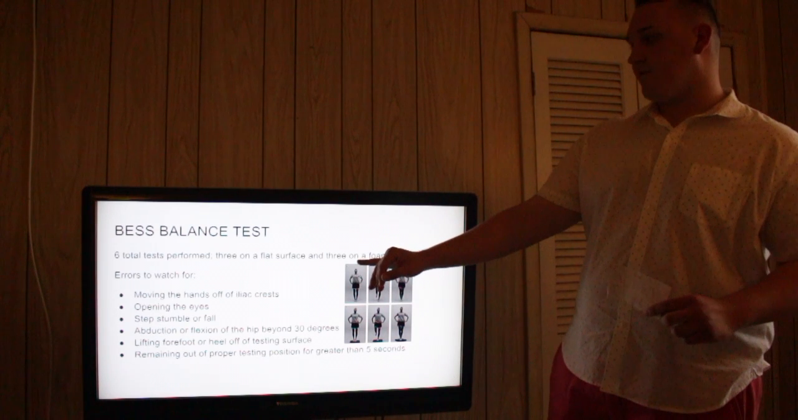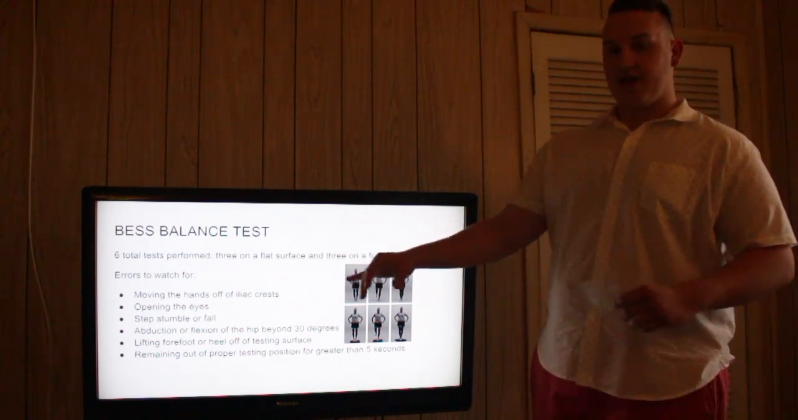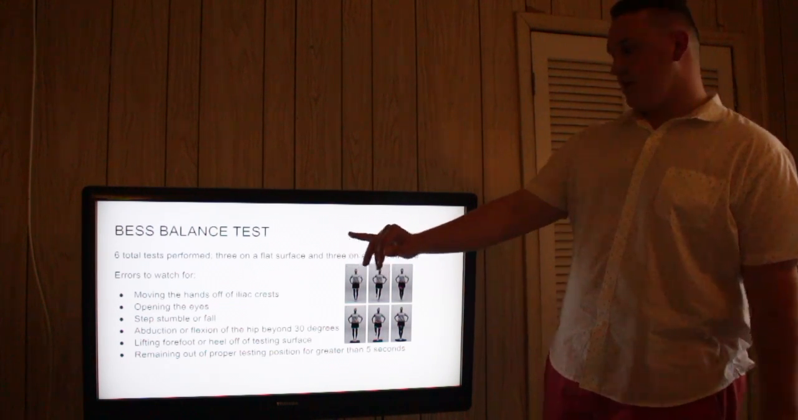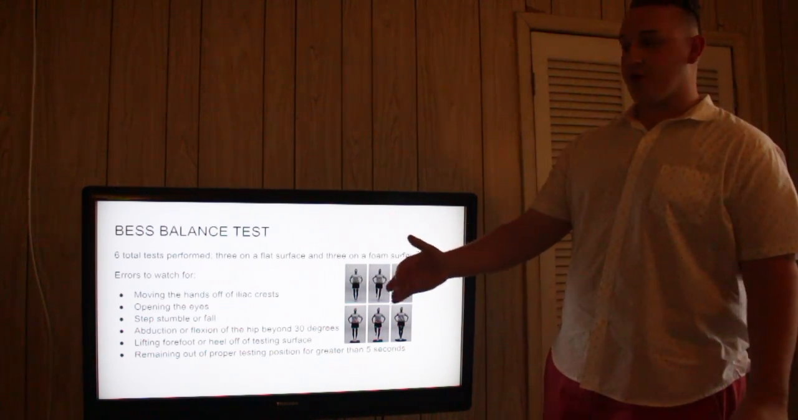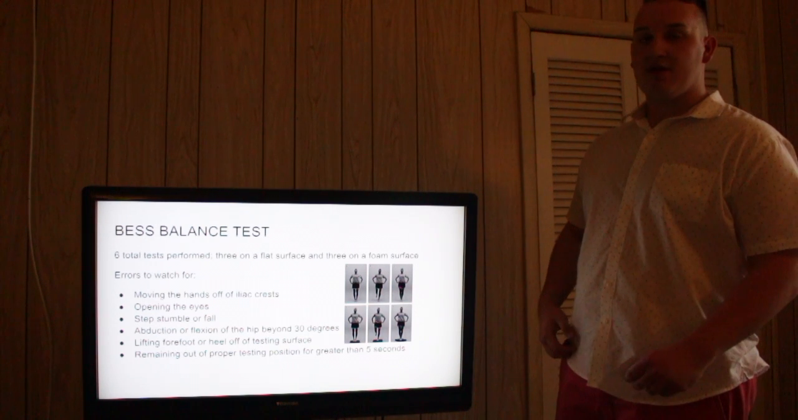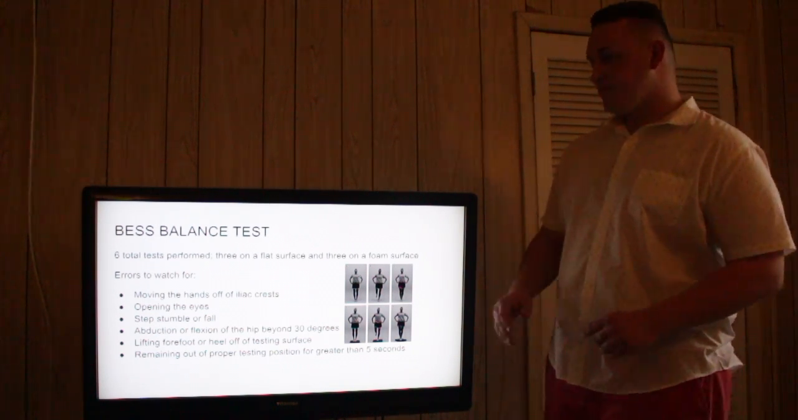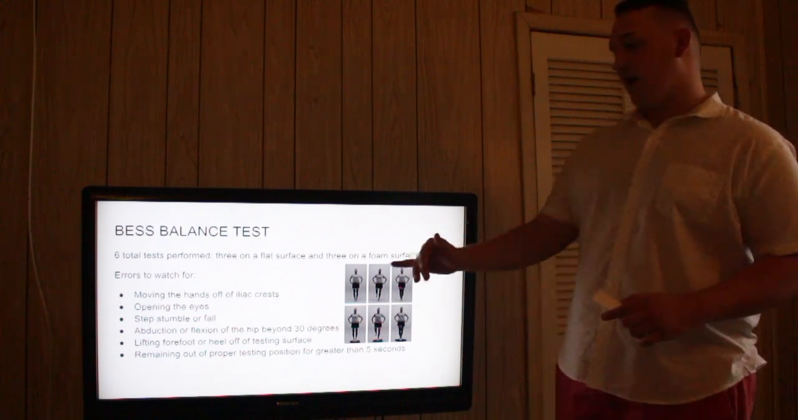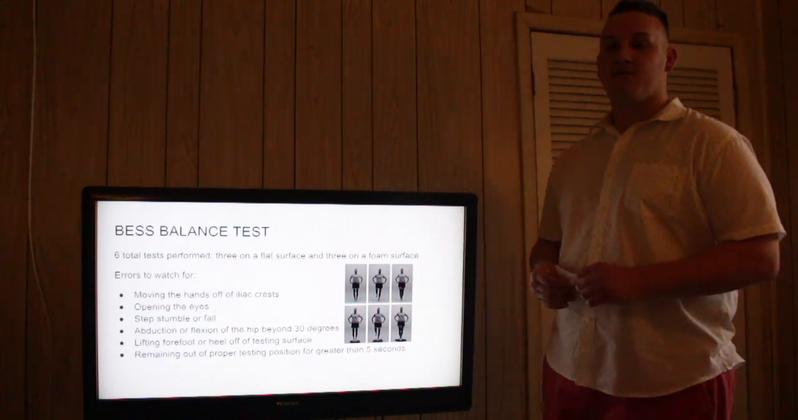And the errors we were watching for in this are moving the hands off the iliac crest, which is right at the side, opening the eyes while performing the test, stepping or stumbling during the test, abduction or flexion of the hip beyond 30 degrees, lifting the forefoot or heel off the testing surface, and remaining out of proper testing form for more than 5 seconds.